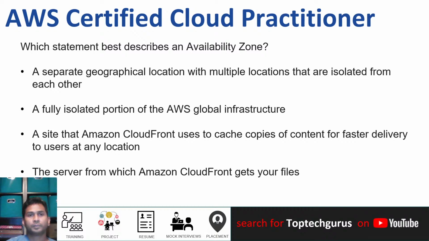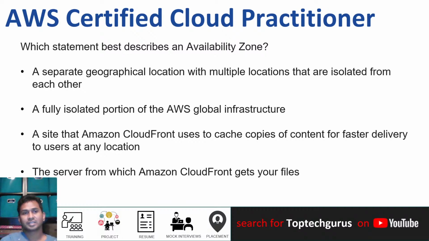Which statement best describes an availability zone? Okay, this one I was pretty stumped with. At first I got it wrong, but then I saw AWS's explanation for this. I had to read it a couple of times before I understood how AWS explained this. Which statement best describes an availability zone? A separate geographical region with multiple locations that are isolated from each other. Note that it says isolated from each other, and that's the piece I think I missed.